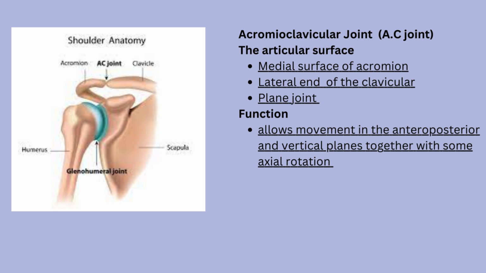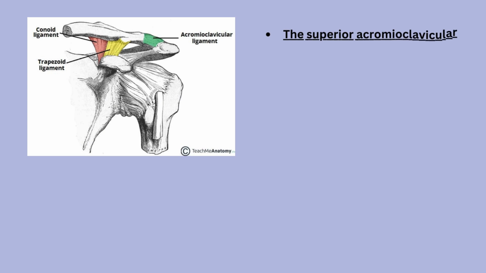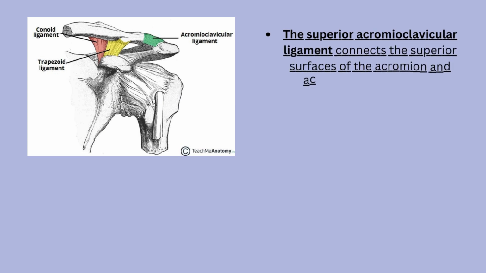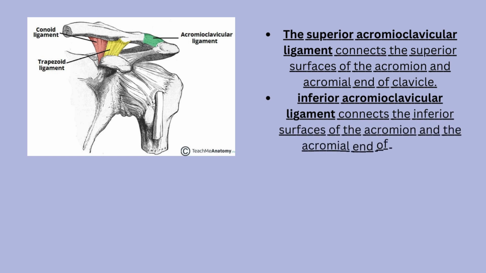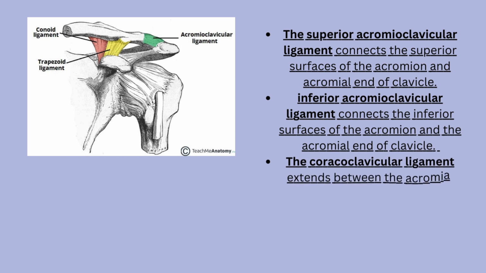provides horizontal stability to the joint. Coracoclavicular ligament consists of two parts, the conoid ligament and the trapezoid ligament. These ligaments connect the coracoid process of the scapula to the clavicle and provide vertical stability to the joint. The functions of the acromioclavicular joint include shoulder stability. The AC joint, along with other ligaments and structures in the shoulder complex, helps maintain stability and proper alignment of the shoulder girdle.